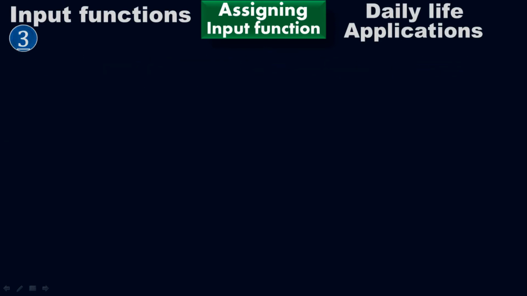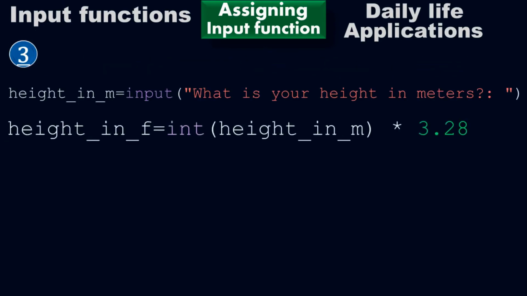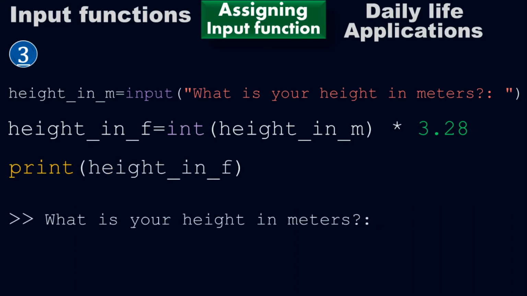Let's do it. Look, this time I took height_in_feet equals int of height_in_meter times 3.28. As I printed height_in_feet, at the final output I got "What is your height in meters?" Plug in 1.9 meters, and then press enter. You will get 6.232. It is 6.232 feet. So we have used the input function and also we did the data conversion. We converted the string into integer.